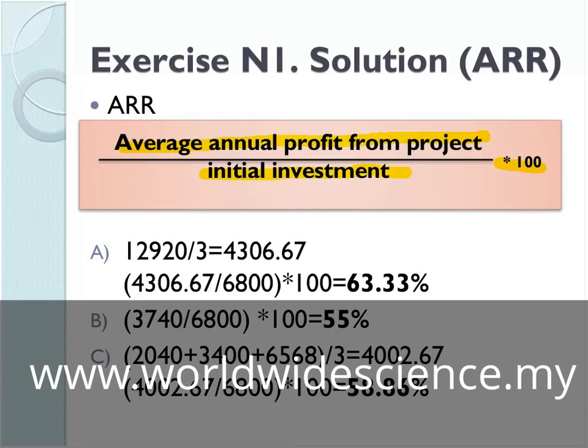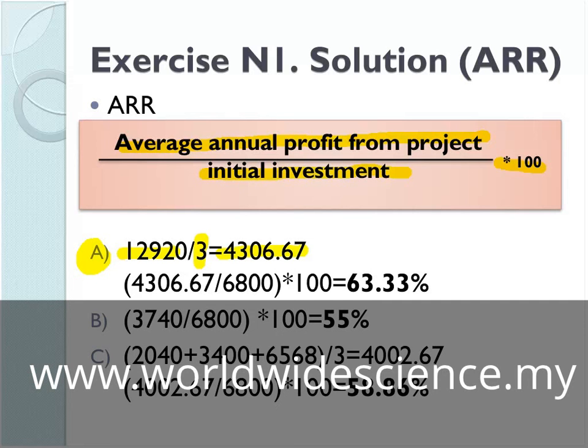So first, to get the average profit from project A, you remember for the first and second years we have no profits. It comes with zero money, right? We have profit only in the last year, which is equal to 12,000. You divide it by 3, which means 3 years. Then you get the average profit over the 3 years, which is equal to 4,306.